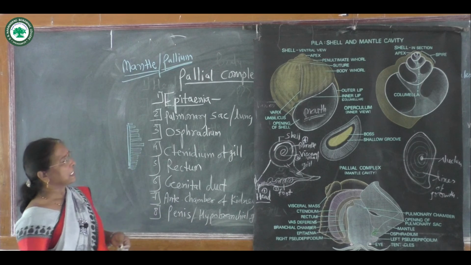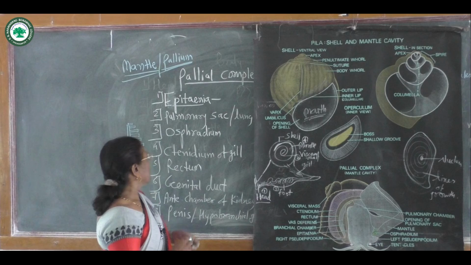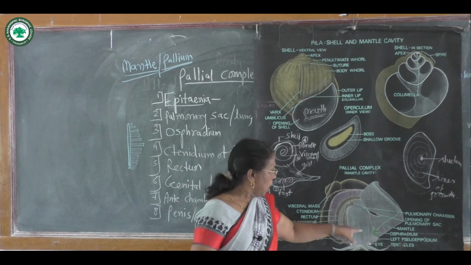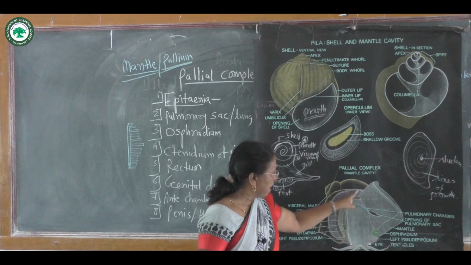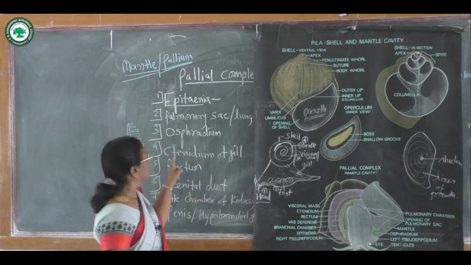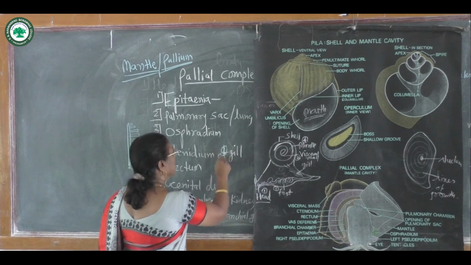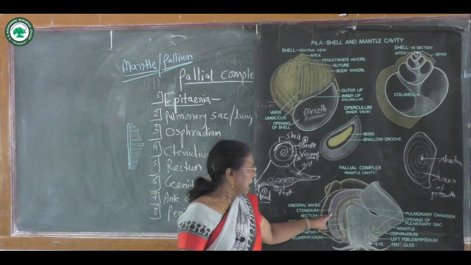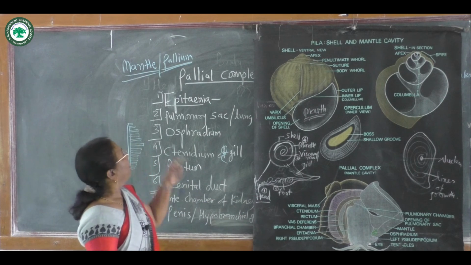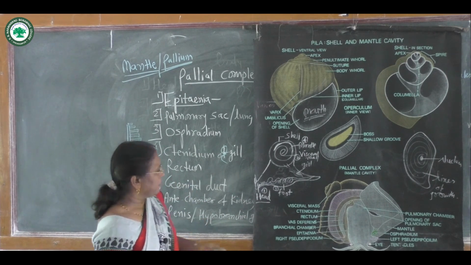And it is richly supplied with blood vessels which contain deoxygenated blood. When water enters through the left nuchal lobe, all these lamellae are bathed and there is exchange of O2 and CO2. This is the single ctenidium or gill, which is present on the right side of the mantle cavity.